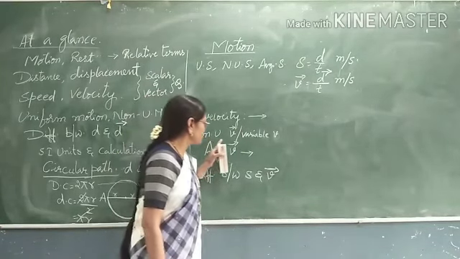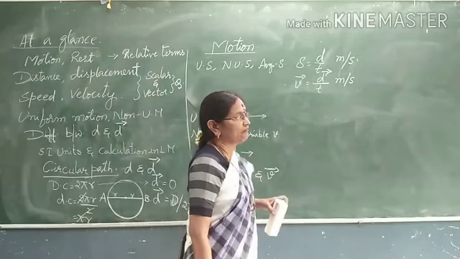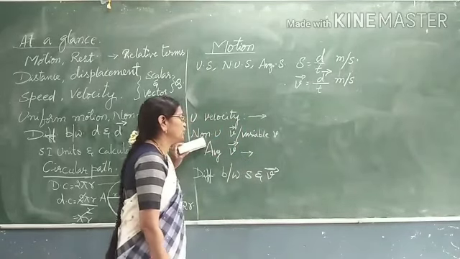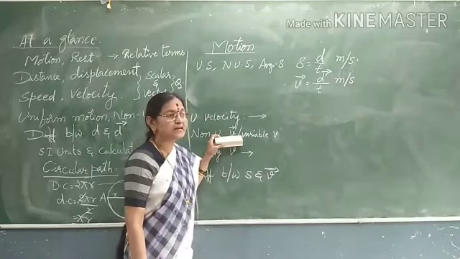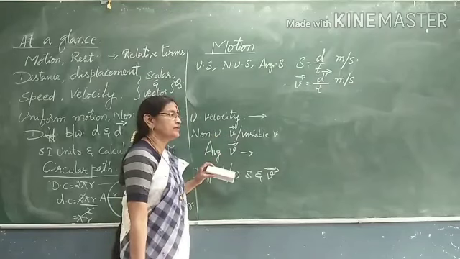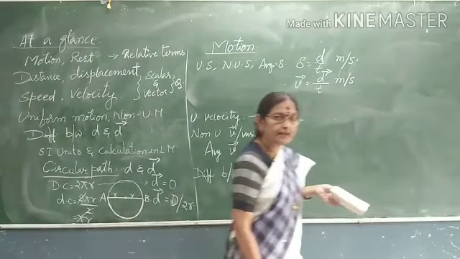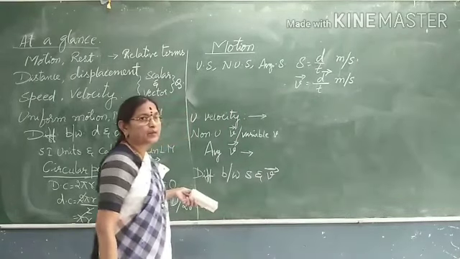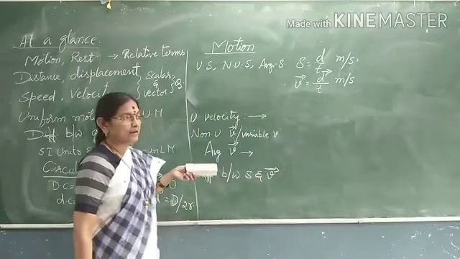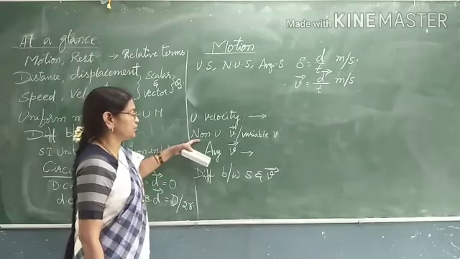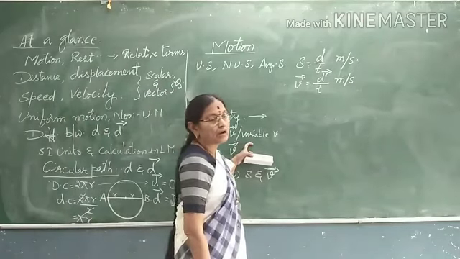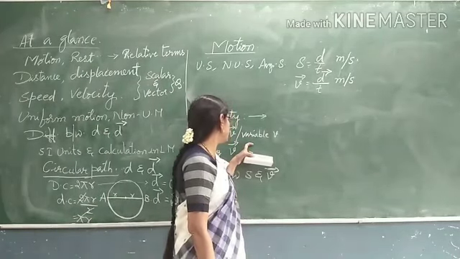Then coming to non-uniform or variable velocity. Non-uniform velocity is nothing but, again, when a body is moving in a particular direction and displacing unequally in equal intervals of time or equally in unequal intervals of time, it is known as non-uniform or variable velocity.